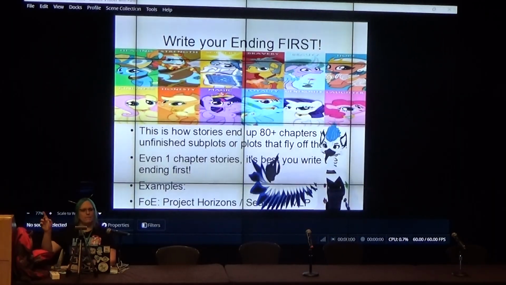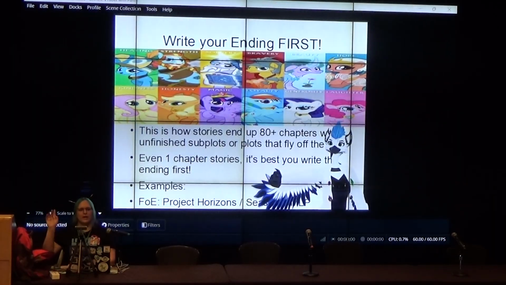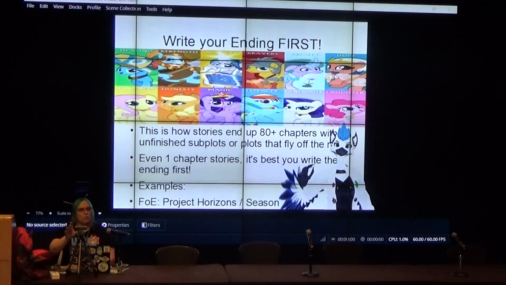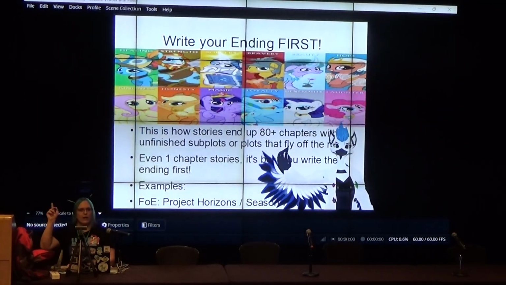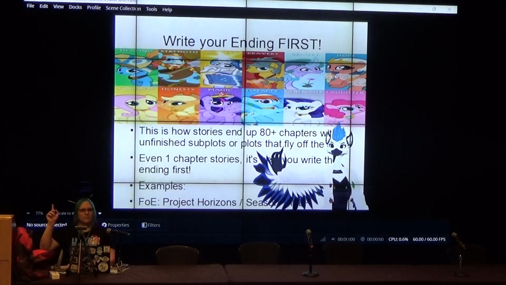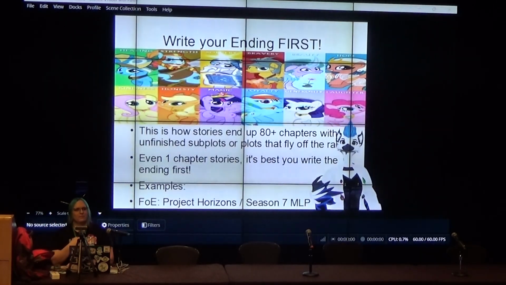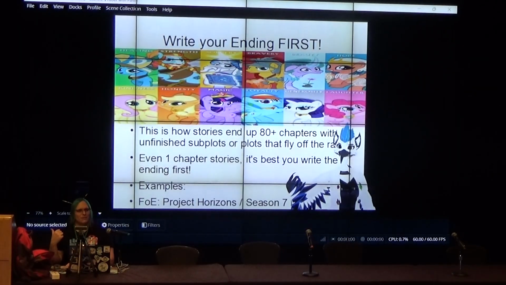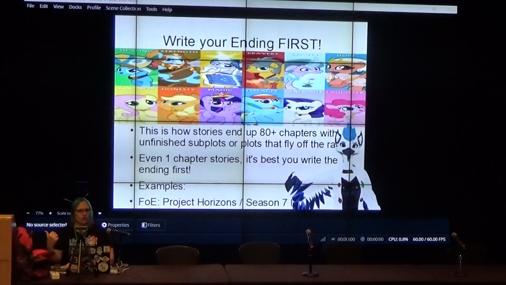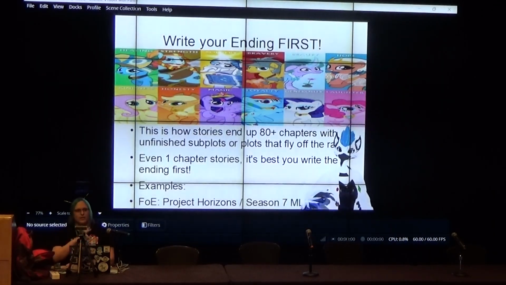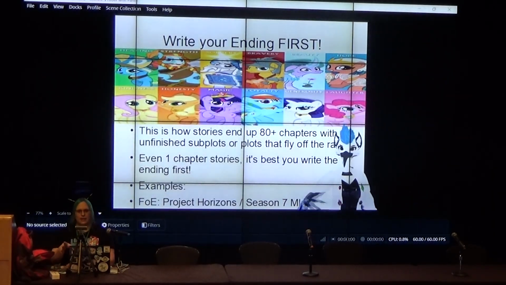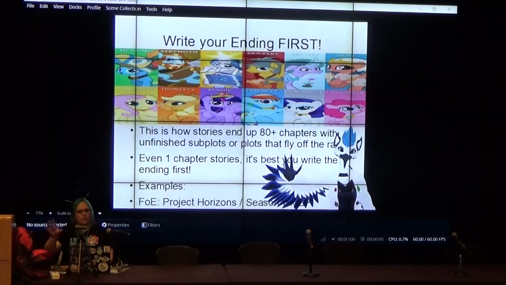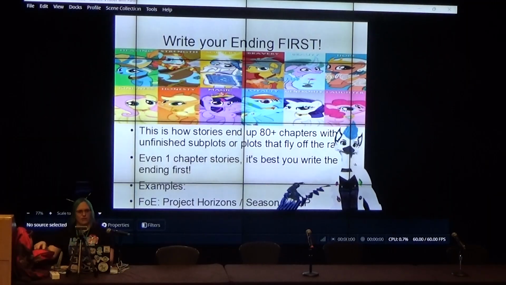This is how stories end up being 80-plus chapters with unfinished subplots, plots that fly off the rails, things that make no sense, total character breaks, or total character assassinations. You didn't write your ending first. I have Dead Tree's ending. It is on 3 thumb drives, one of which is in a bank, just in case the 2 that I have with me are destroyed. It is not in Google Docs. It is not in the cloud because I don't want somebody to hack my account and be like, ooh, I have the ending. No, not happening. The entire ending chapter is done. I have to get there.